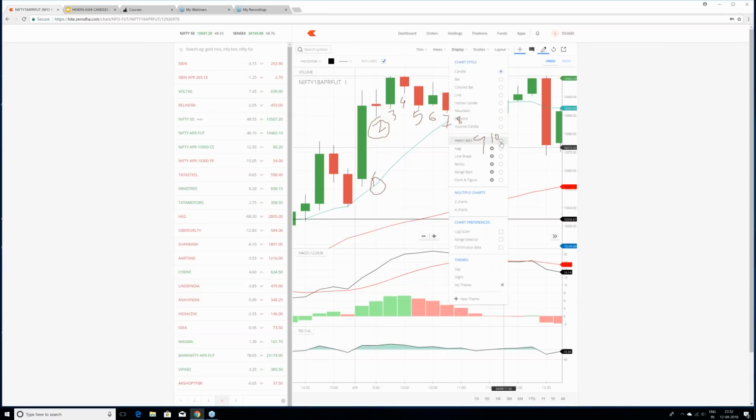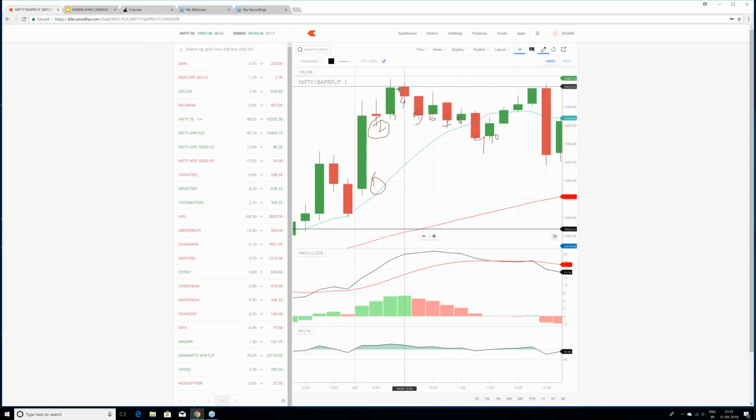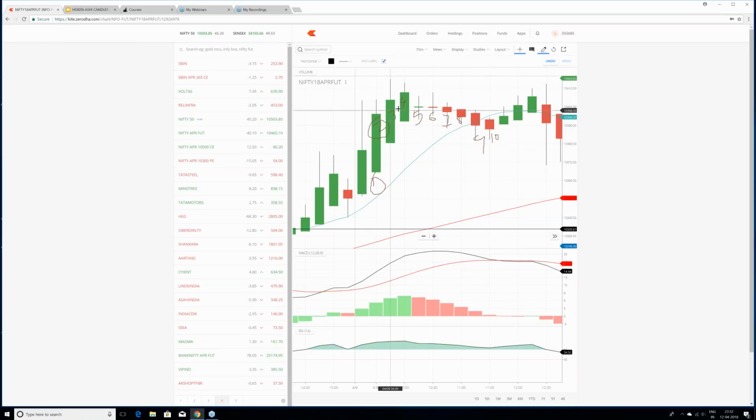Let's see how it goes. So see how the candles have changed now. Right? I'm going to once again show you what's happening with respect to the initial candles. Now see here, fourth and fifth are showing you that there will be a reversal happening. But if I change it to the Heiken Ashi candle, the fourth candle is a green candle still.